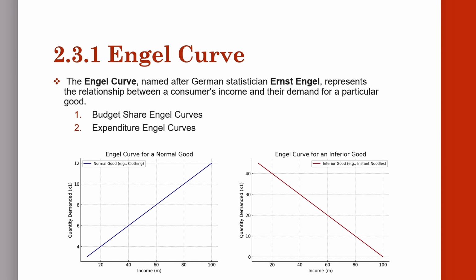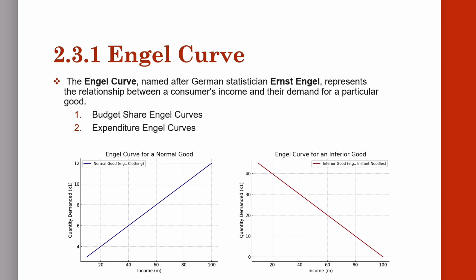This tool is incredibly useful for businesses and economists. If you know how demand shifts with income, you can target the right product to the right market segments. For instance, a luxury car company will look for upward sloping Engel curves, while a budget brand might monitor when consumers begin to trade up.